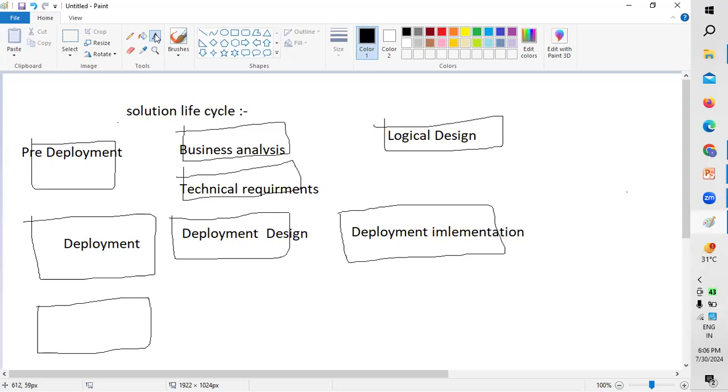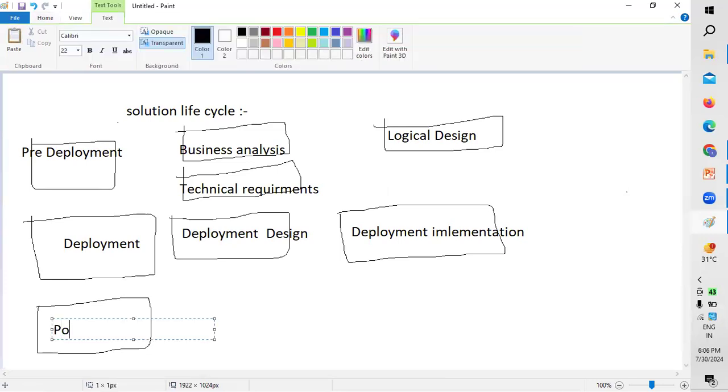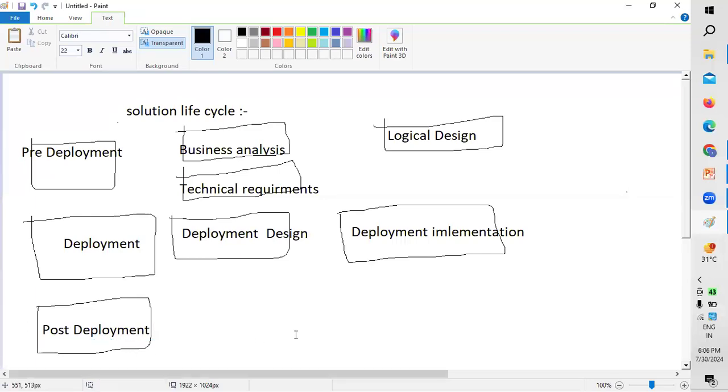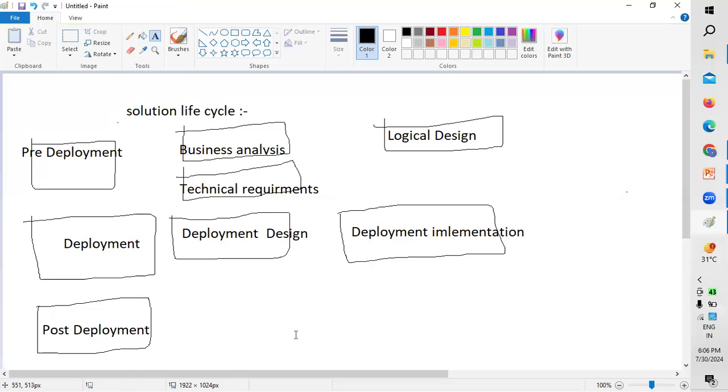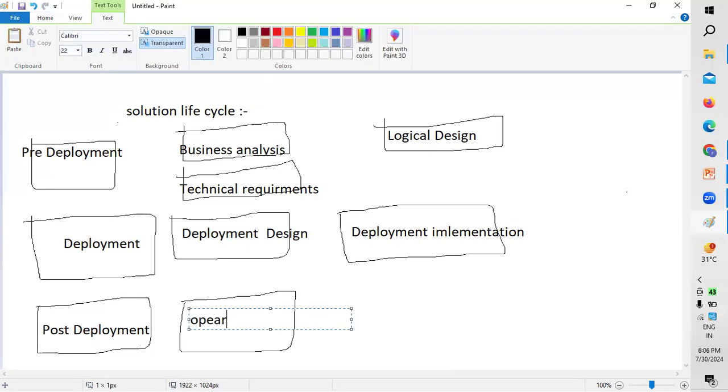The third phase is called post-deployment. This is the final phase, I would say, right? Which is called post-deployment. When you talk about post-deployment, majorly it will be focused on operations, right? Whatever operations we are going to do come under this part. This is where generally we'll be focused more. So I can say this is all about the operations part.